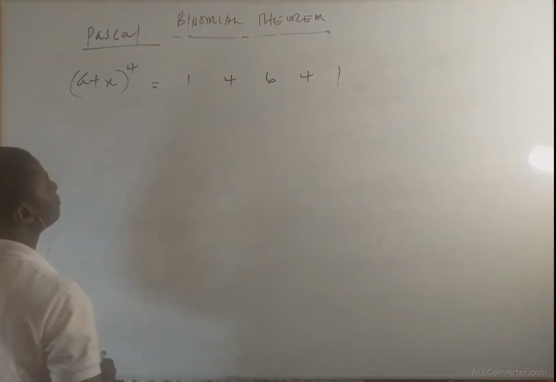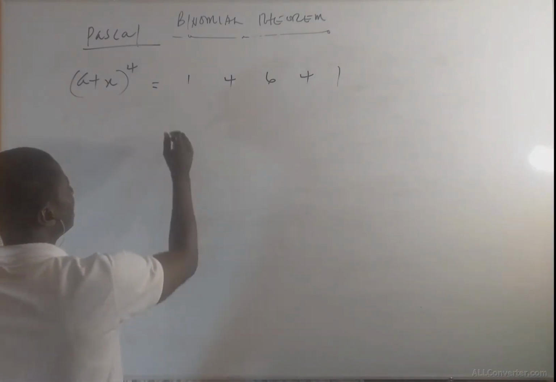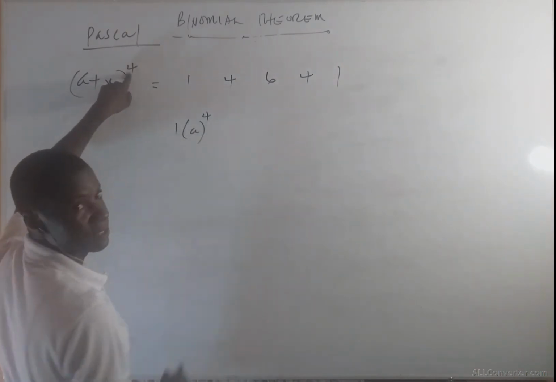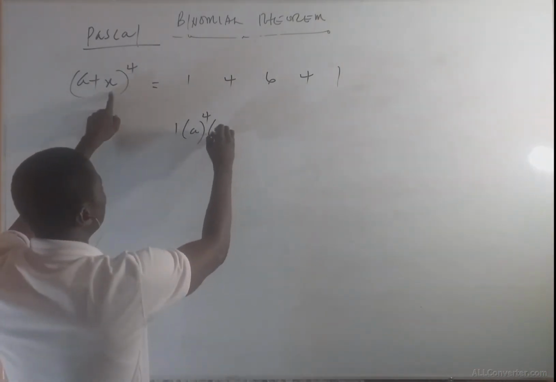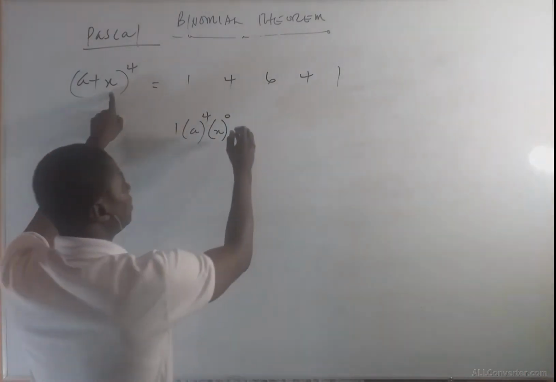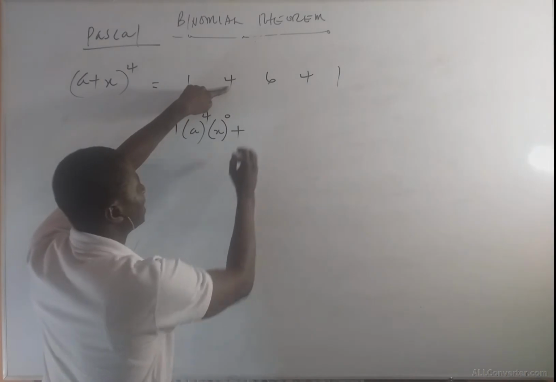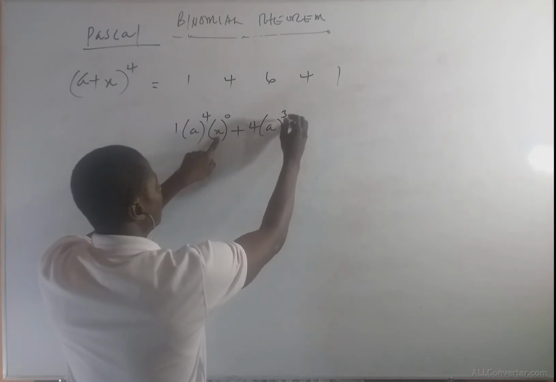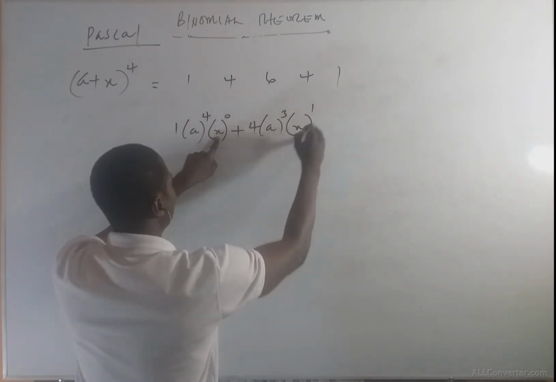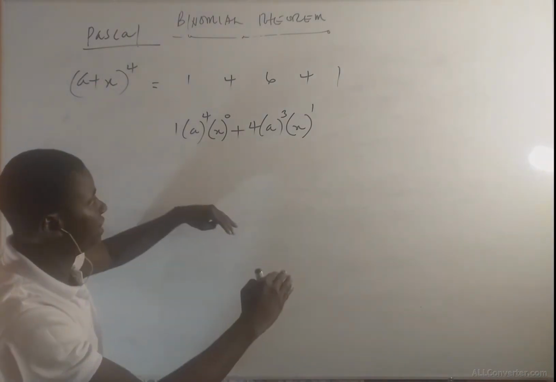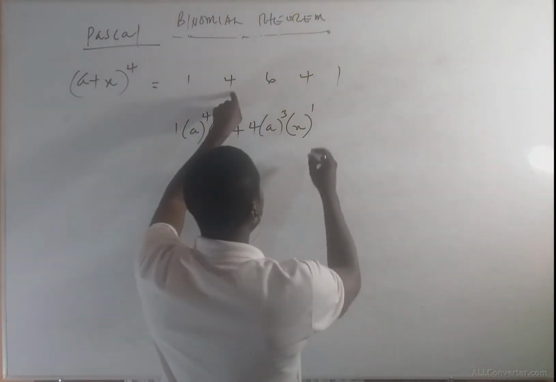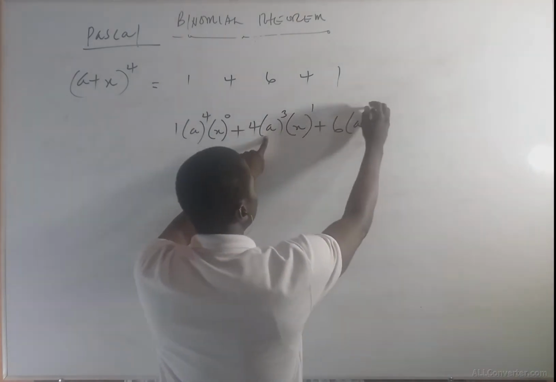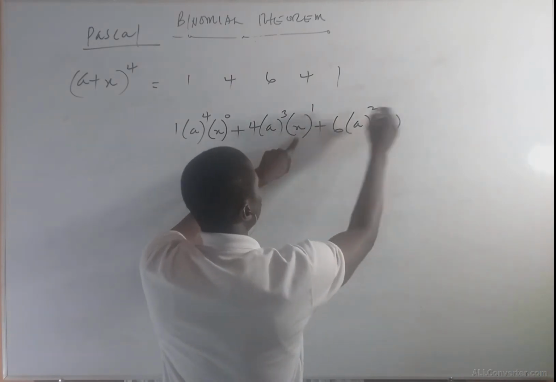So now what happens is the first coefficient is 1. Then the a will start from here with the highest exponent. Then this term will start with the least exponent of 0. Then we are done with the 1. Then we are now here. That is 4. a will now decrease from 4 to 3, and the x will now increase from 0 to 1. So as the a is decreasing, the x is increasing. Then we are done with the 4. Now we are here, 6. And the a will now decrease from 3 to 2, but the x will increase from 1 to 2.